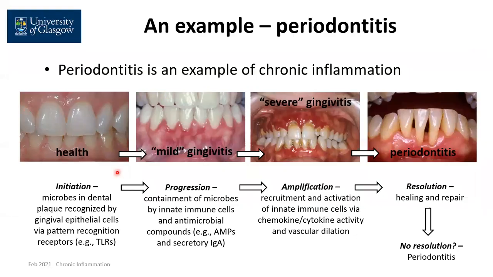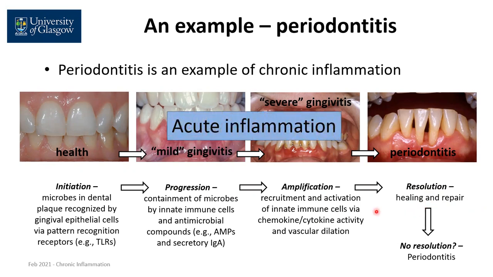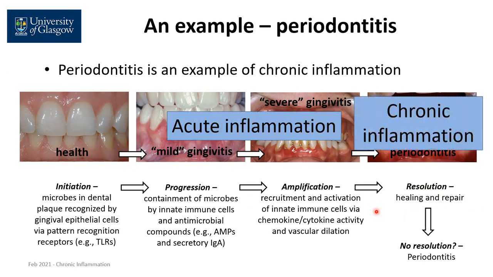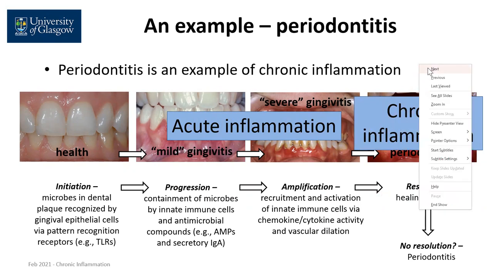This is something that we've covered in previous sessions. So you have initiation of the disease, progression, amplification. And in acute inflammatory diseases such as gingivitis, you will get healing and repair. However, if the disease doesn't heal and repair itself, and you don't get resolution of the disease, then chronic inflammation can arise. And a good example, as I've said, of chronic inflammation is periodontitis.